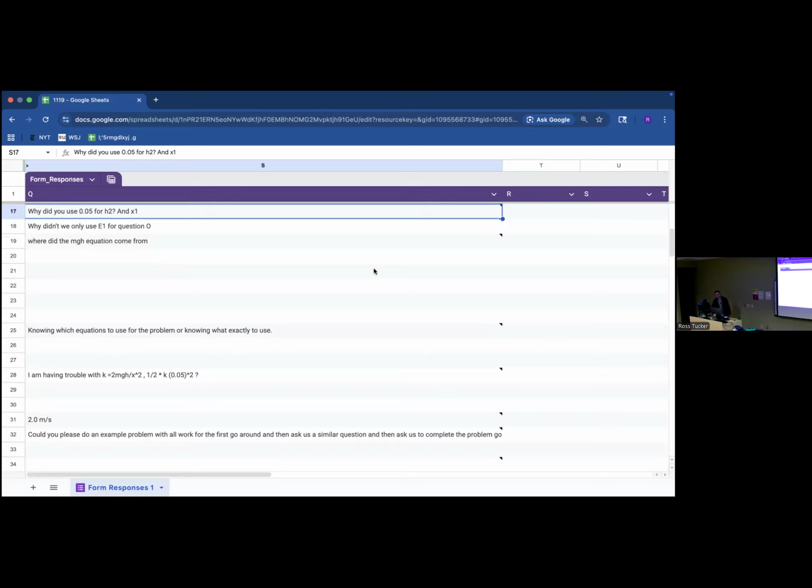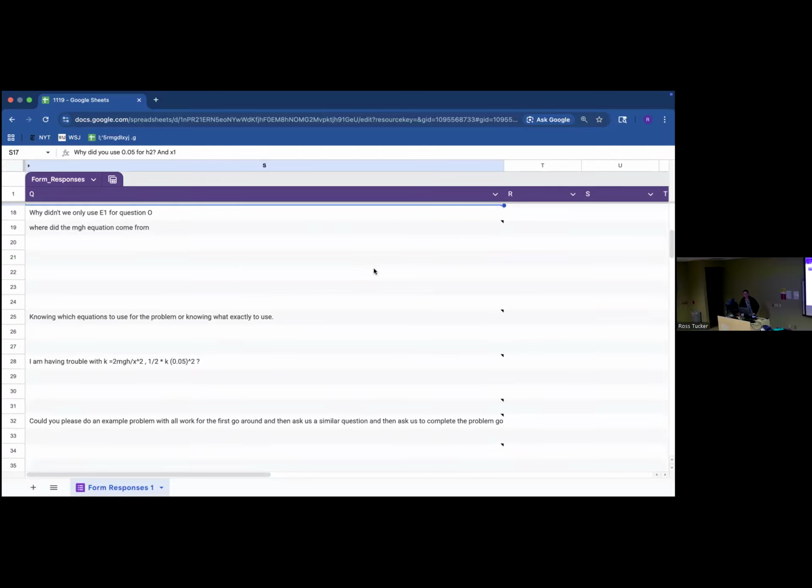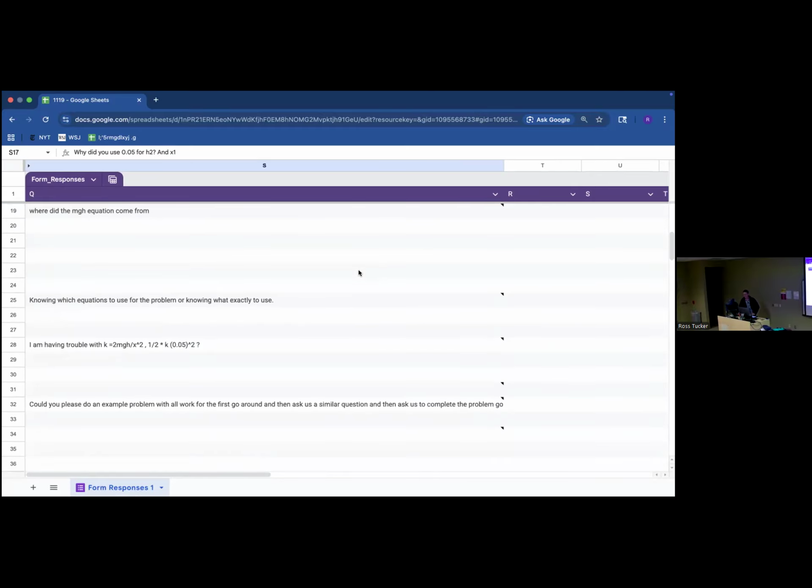X1, as I described, is how much the spring is compressed. Again, you got a pop gun and you push it down into the barrel of the gun. The amount of change of length of the spring is equal to the length of the, what do you call that? The action of the gun? I don't know gun terms. Why didn't we only use energy 1 for question O? Because you didn't know energy 1 until we solved for it. Well, until we solved for energy 3. Where did MGH come from? I refer you to the previous lecture.